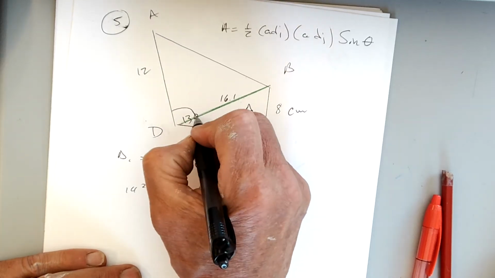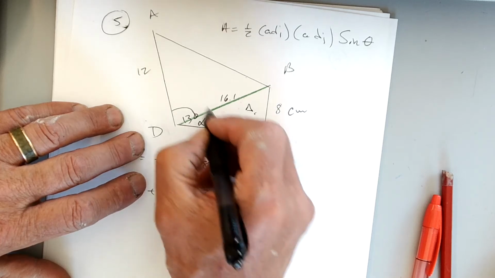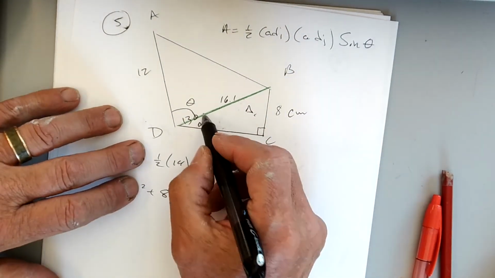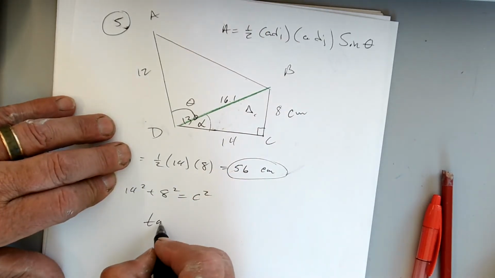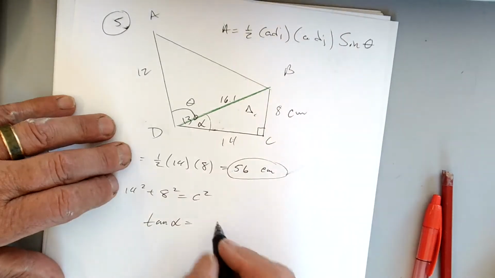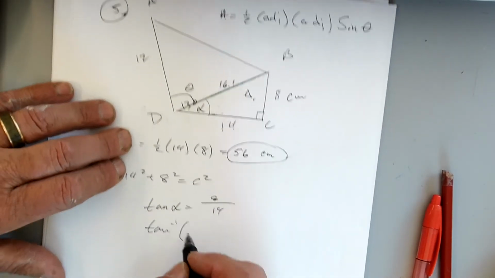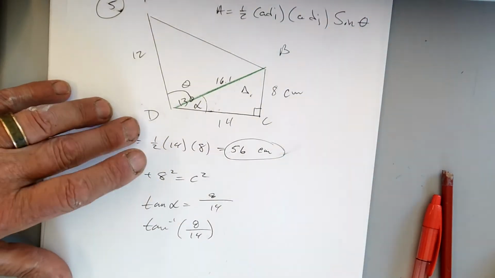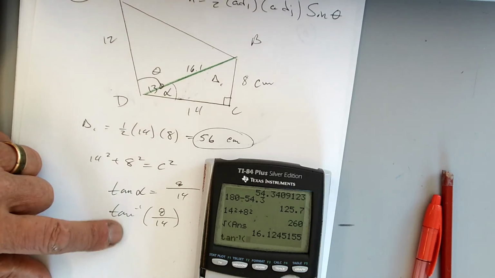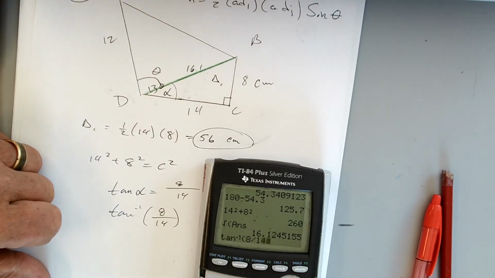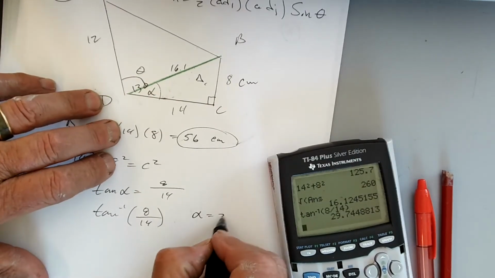I need this angle. Okay, so first of all, let's call this alpha because I want theta. So right triangle. I'm going to find alpha by opposite over adjacent. So tangent of alpha is equal to the opposite over the adjacent, and I'm going to tangent inverse that. Right triangle trig, right? Just opposite over adjacent. I can do that. Tangent inverse of 8 divided by 14. I get an answer of about 29.7. So alpha is about 29.7.